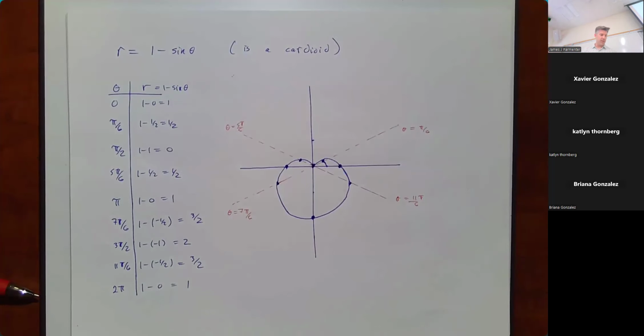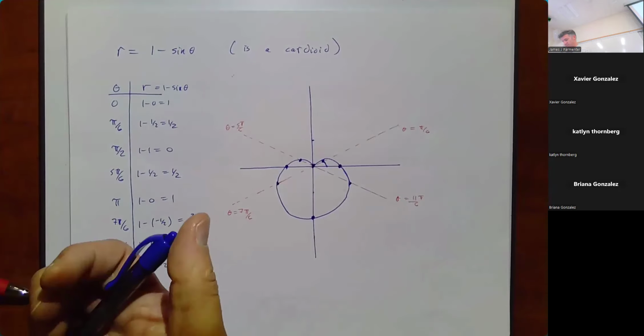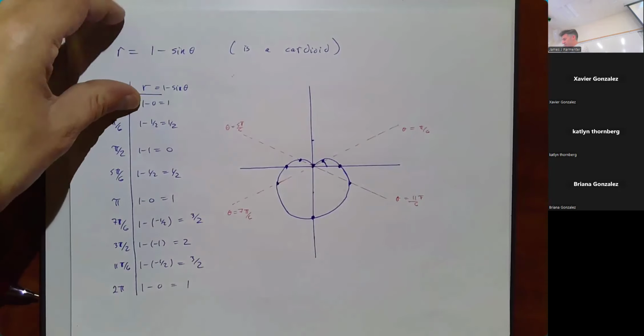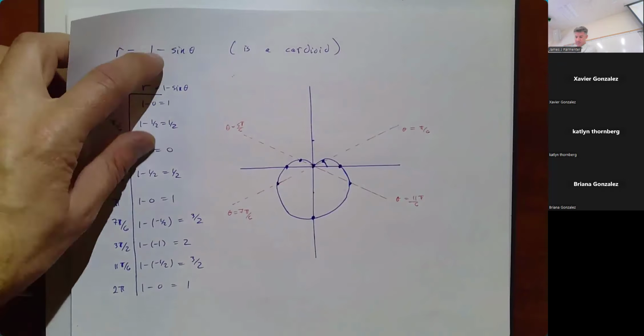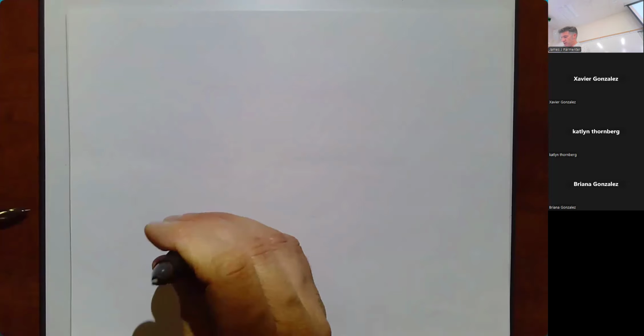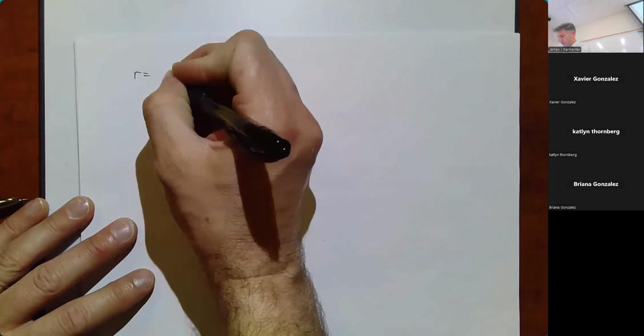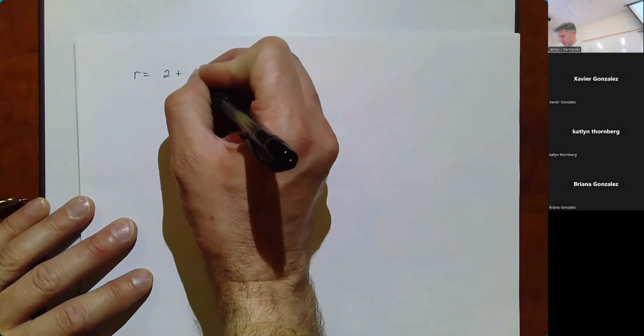Let's look at a couple more examples. Oh my gosh, I can turn the page here. Yeah, we should do that first. All right, one second. Okay, let's look at two more graphs. Yeah, two more. The graphing gets a little bit tedious. Let's look at another cardioid. Let's say I wanted to graph r equal to 2 plus cosine theta.